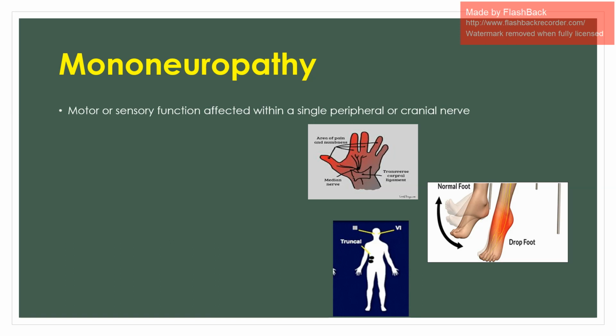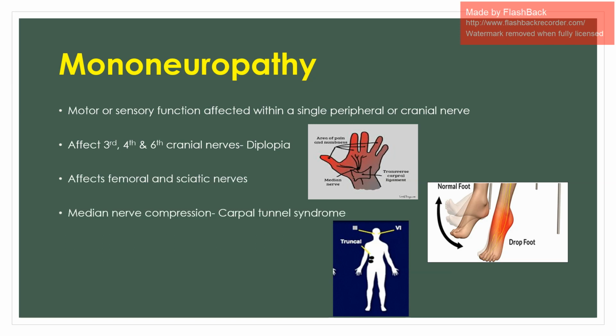Motor or sensory function affected within a single peripheral or cranial nerve is known as mononeuropathy. If it affects the third, fourth, and sixth cranial nerves that supply the muscles of the eye, it can result in diplopia, that is double vision due to the squint and stuff. It can affect the femoral and sciatic nerve. There can be median nerve compression.